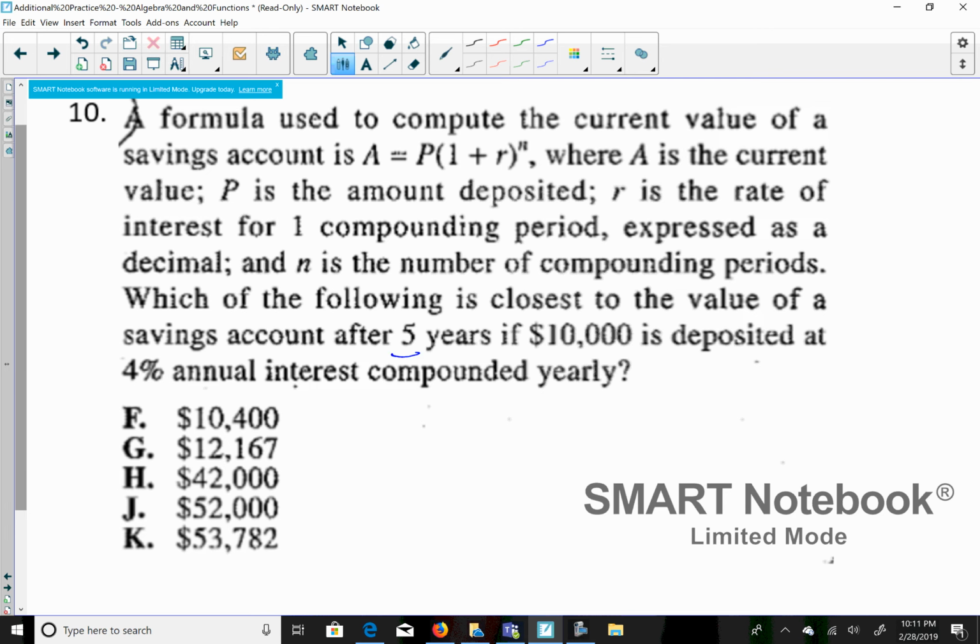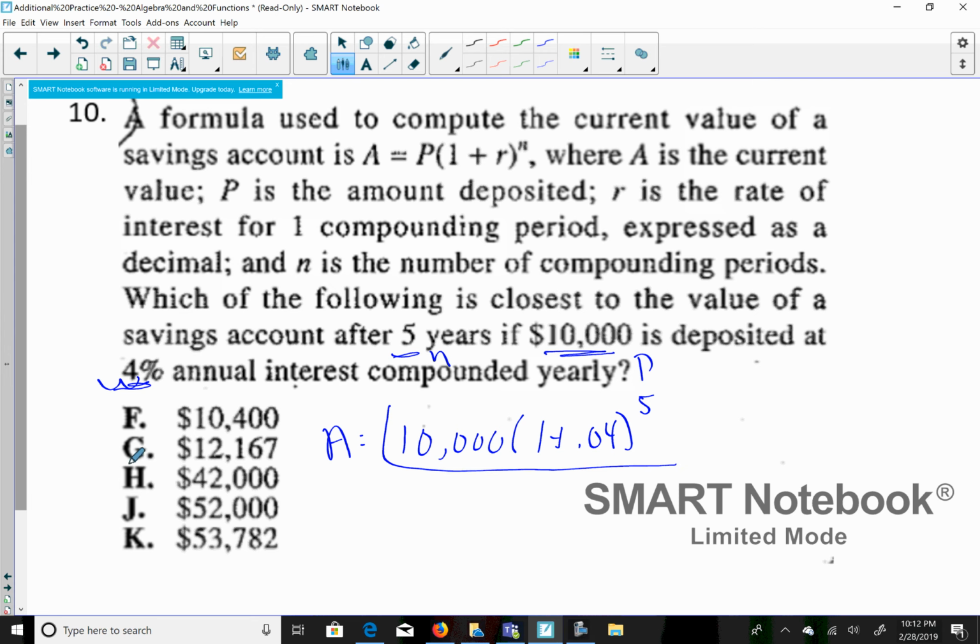So this 5 is going to be my N. The 10,000 is going to be the amount that I initially deposit, which is going to be my P. And 4% is going to be my rate, but I'm going to have to remember to change it to a decimal and move the decimal point 2 places to the left. So in my calculator, I'm going to put 10,000 times 1 plus 0.04 raised to the 5th power. I put all this in my calculator in one step, and I end up with $12,166.66. But it asked me to round to the nearest dollar, so I'm going to go with this choice.